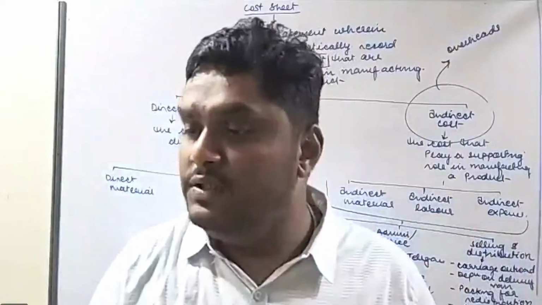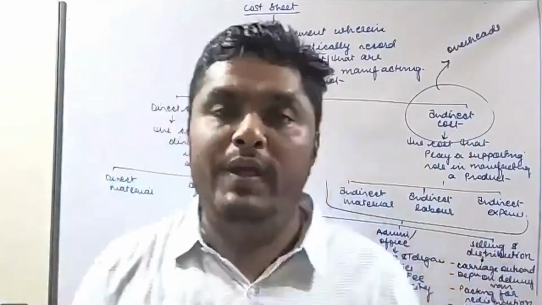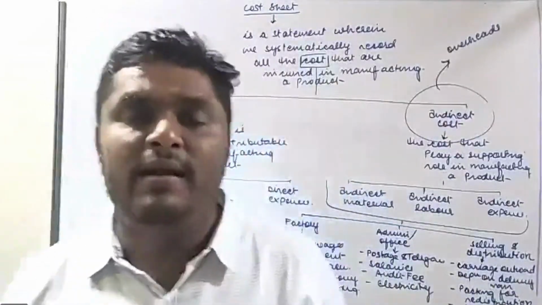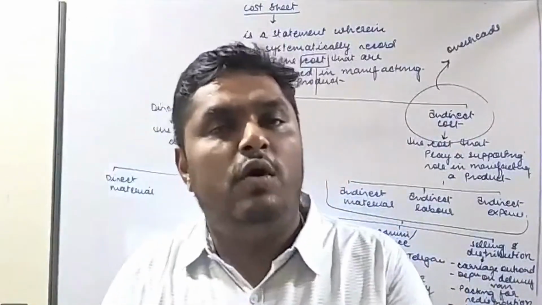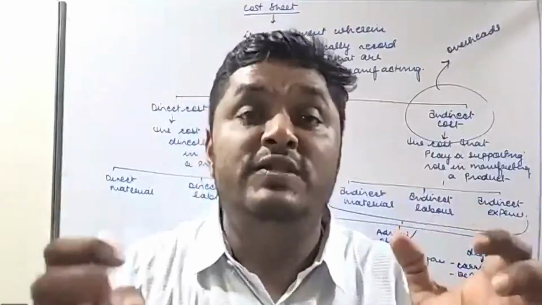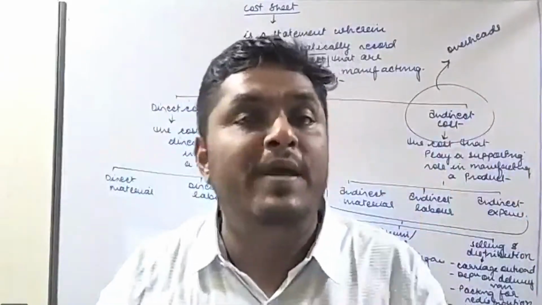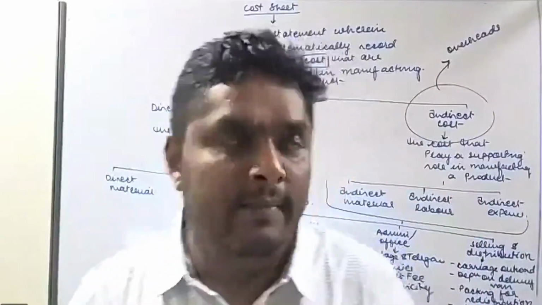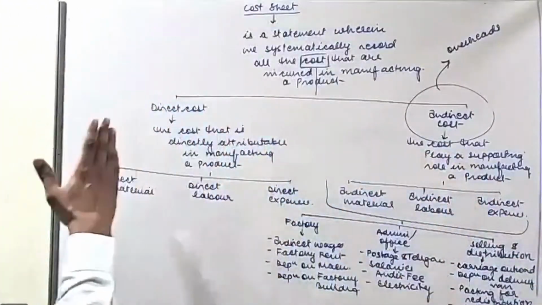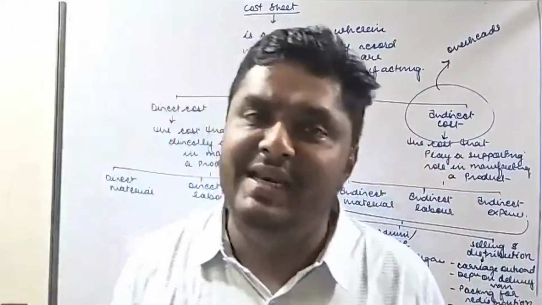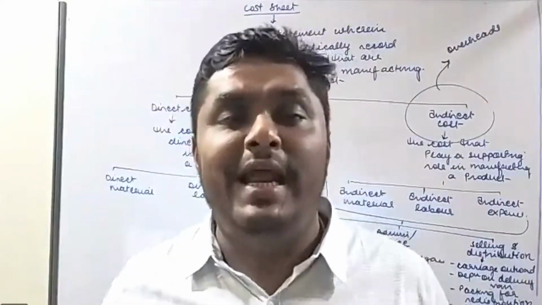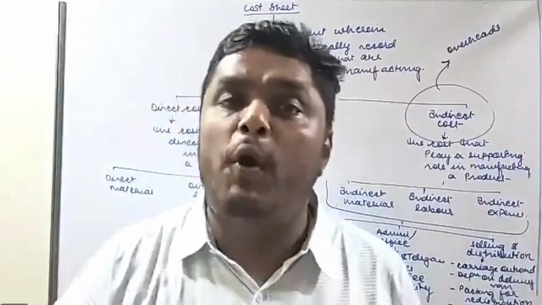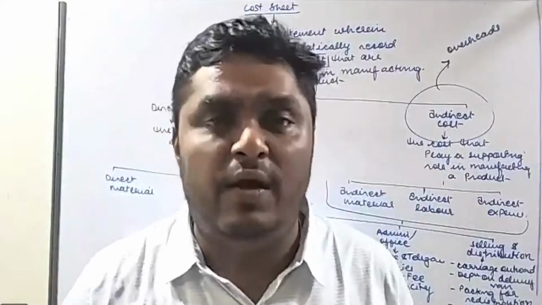If you guys have any doubts till now, you guys can please post your query. So let me summarize what I have discussed till now for the students who have joined a bit late. So we have started with cost sheet. Cost sheet एक statement है जिसमें हम systematically record करते हैं जो भी खर्चे होने वाले हैं in relation to manufacture a product. Further, when talking about cost, cost can be classified in two parts, that is direct and indirect cost. The cost that is directly attributable in manufacturing a product is direct cost. The cost that play a supporting role in manufacturing a product is indirect cost.